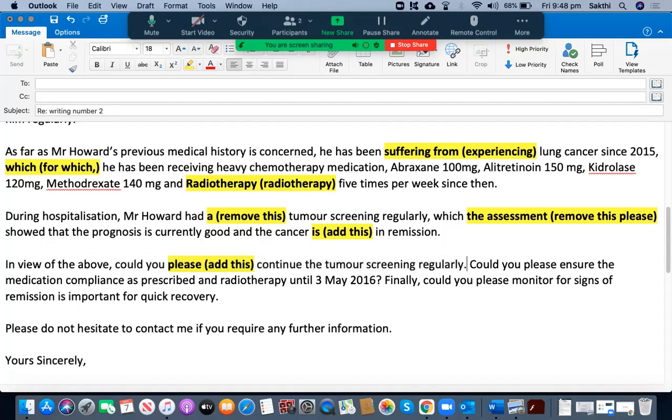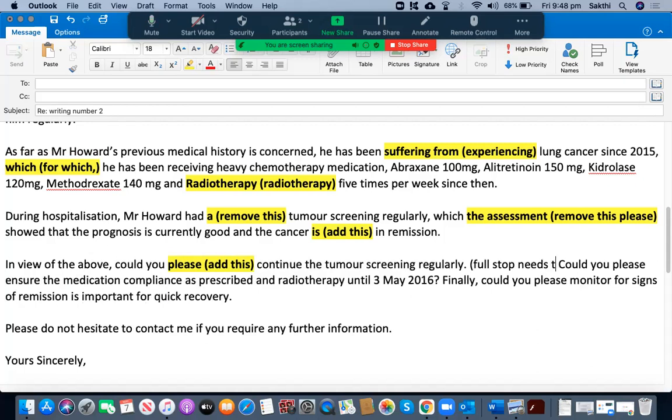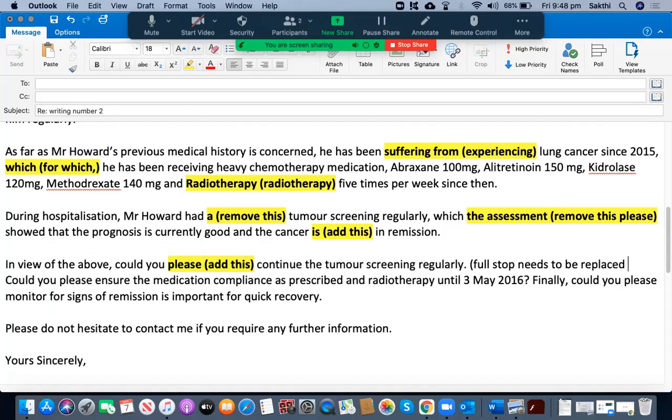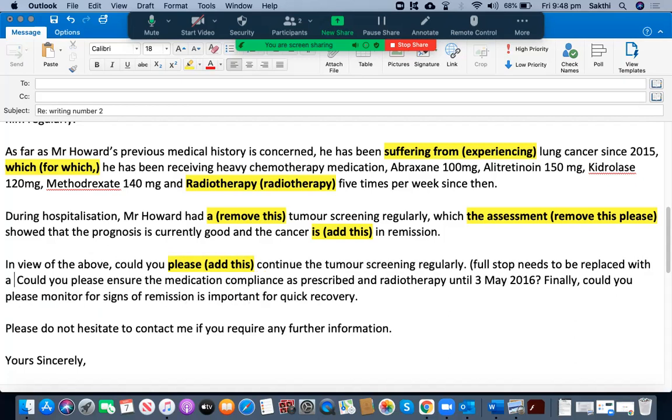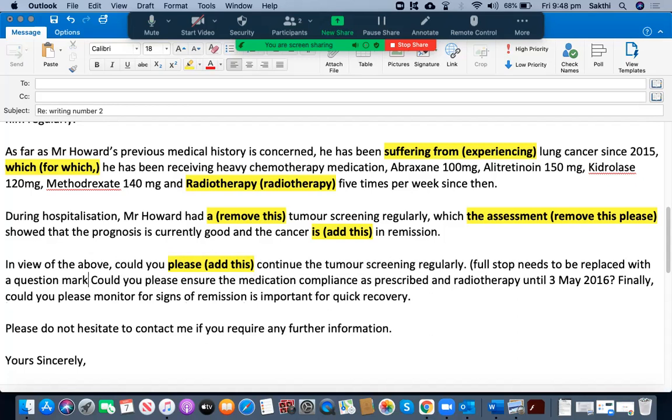All right. It's not that, the second paragraph. The full stop needs to be replaced with the question mark. Okay. So you should have mentioned the question mark, not the full stop, unfortunately.